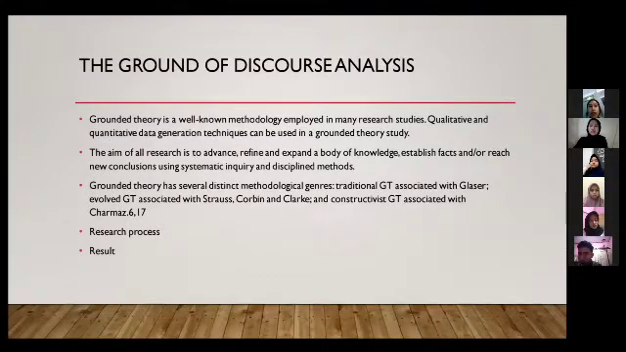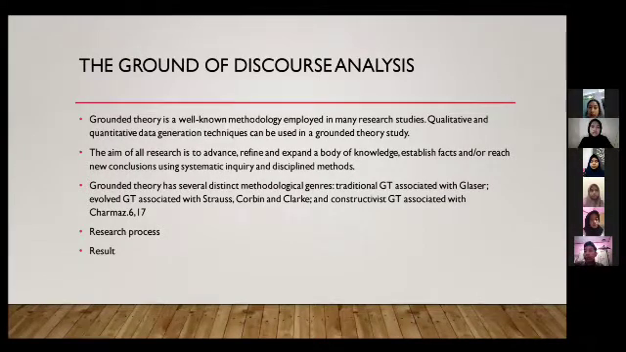Grounded theory is introduced as an inductive comparative methodology that provides systematic guidelines from gathering, synthesizing, analyzing, and conceptualizing qualitative data for the purpose of theory construction. Grounded theory has several distinct methodological genres: traditional GT associated with Glaser, post-GT associated with Strauss, Frohlin, and Peirce, constructive GT associated with Habermas. There are research process and results. That's all from me.